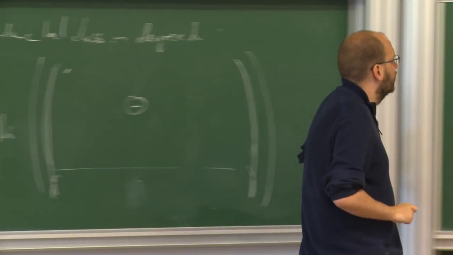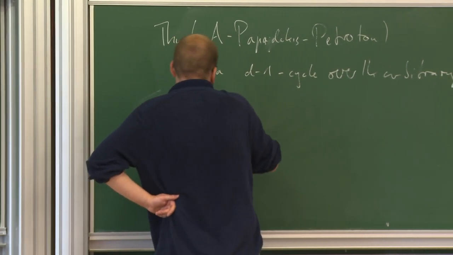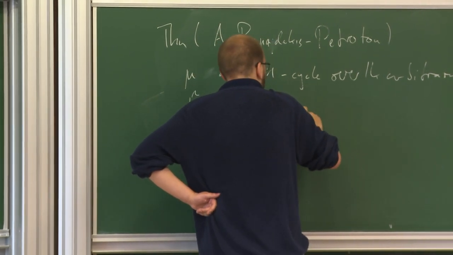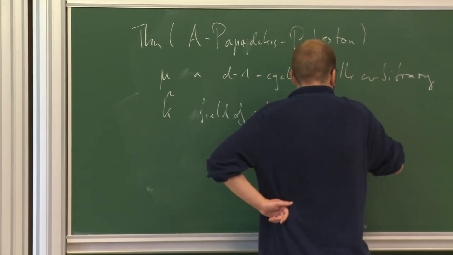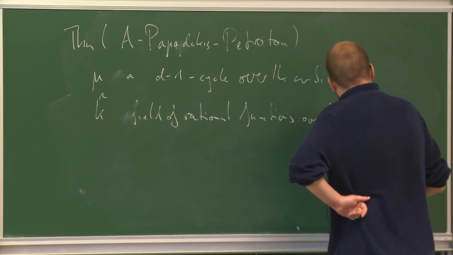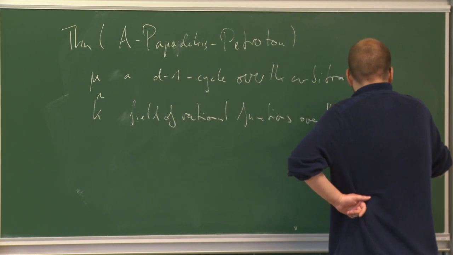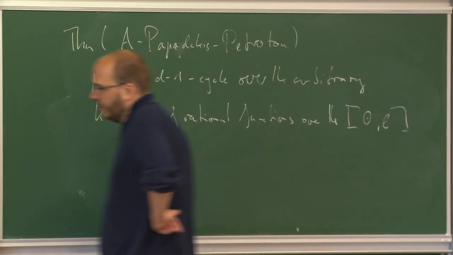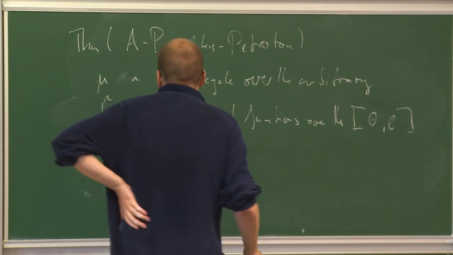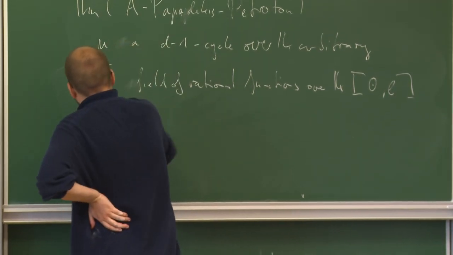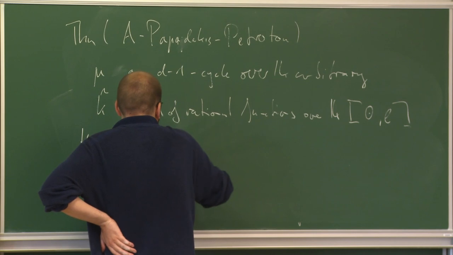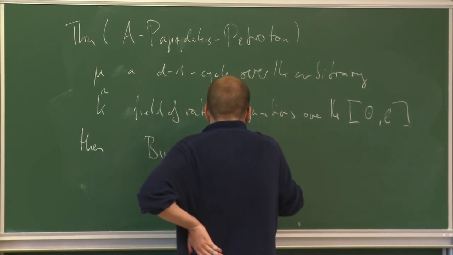Okay, so k tilde, the field of rational functions over k, and I extend by the individual variables theta and L. Now I'm immediately a generic element. Then B of mu satisfies the Lefschetz property.